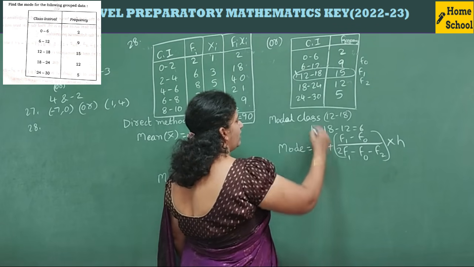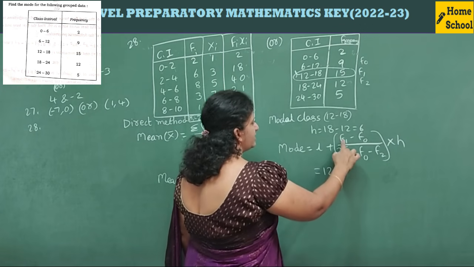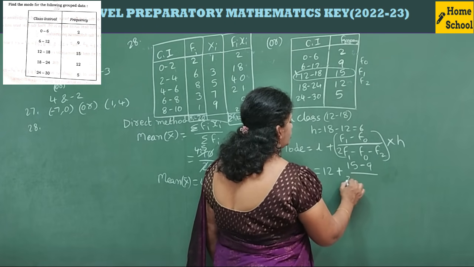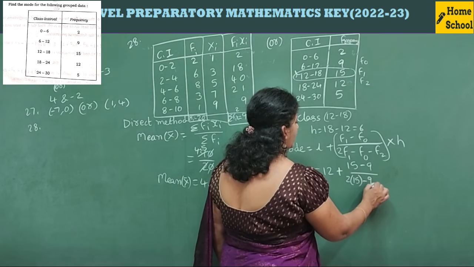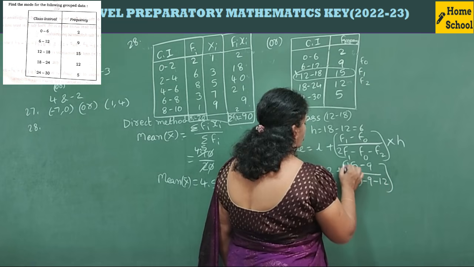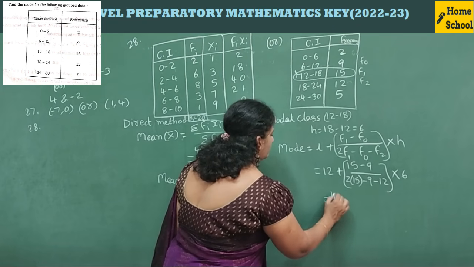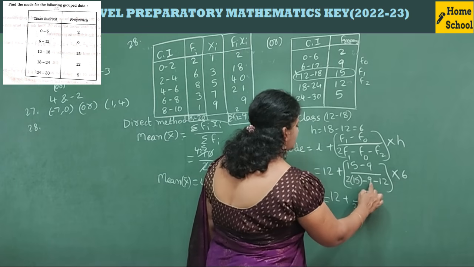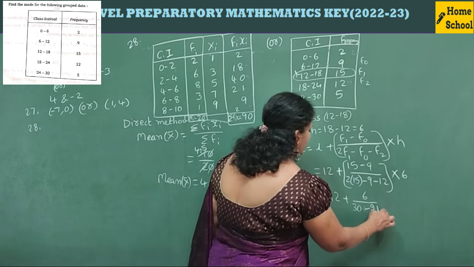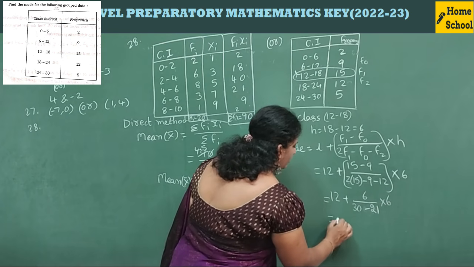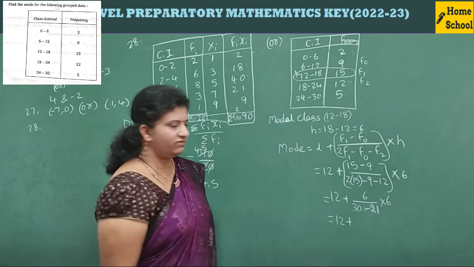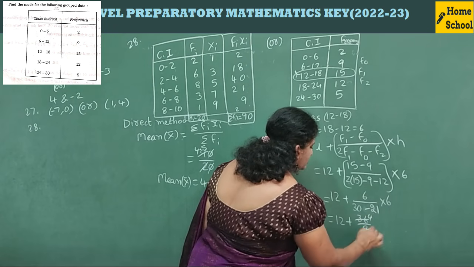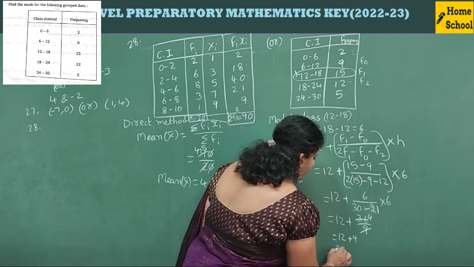Okay, now substitute. L value is 12 plus F1 15 minus F0 9 by 2 into F1 15 minus F0 9 minus 12 F2 value into H 6. 15 minus 9 it will be 6 by 15 2s are 30 minus 9 minus 12 it will be minus 21 into 6. 12 plus 30 minus 21 it will be 9. 6 6s are 36 by 9. 9 4s are 36. 12 plus 4 it will be 16.